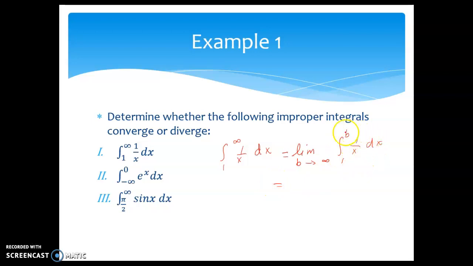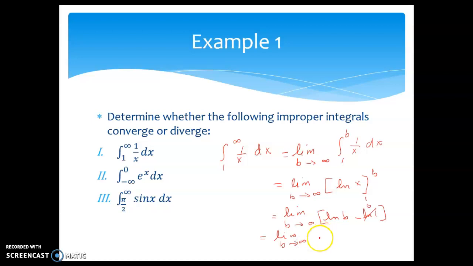I know the integration of 1 over x is going to be ln of x. So I have limit as b goes to positive infinity of ln of x evaluated from 1 to b. Then I'm going to have limit as b goes to positive infinity of ln of b minus ln of 1. ln of 1 is 0, so that means I have limit as b goes to positive infinity of ln of b. So b here goes to infinity, and when we take the limit at infinity, we're going to get infinity. So that means this integral here diverges.